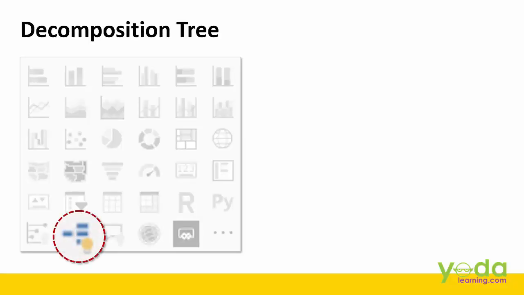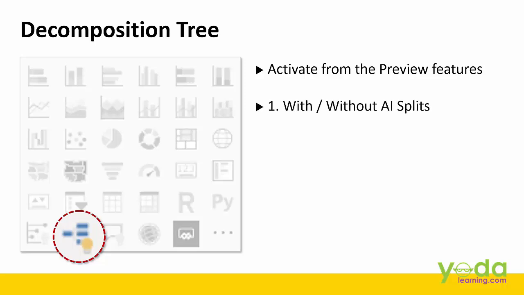And welcome everyone to this video on Decomposition Tree Visual. I'll show you how to activate this from the preview features, and then I'll walk you through three essential calculations of Decomposition Tree. The first one, with or without AI splits. Second one, AI split with absolute feature. And lastly, AI split with relative feature.